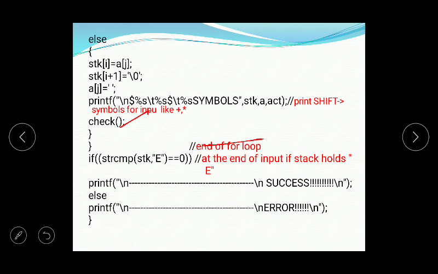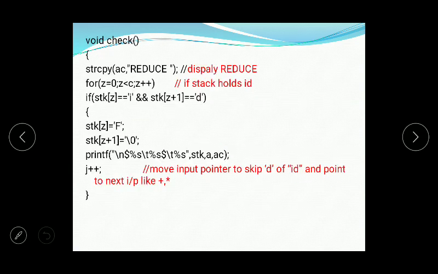The heart of this program lies in the check function. How to check, how to decide which action to be taken? Okay, let us go for that. Check function: check function for reduce action. Shift action is either ID or plus or star. Okay, now reduce action. How to consider reduce action?